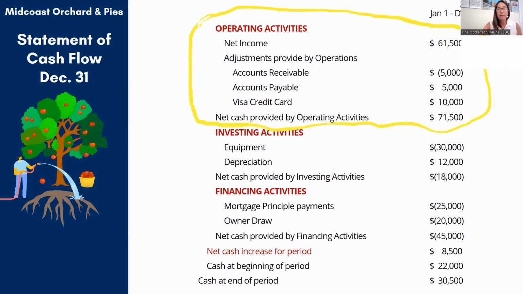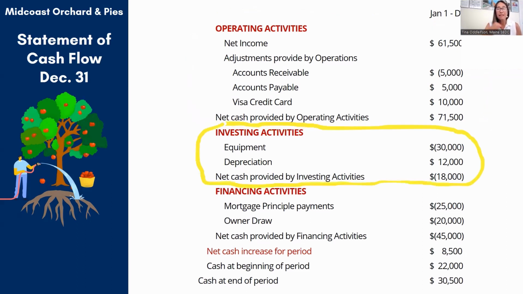That was that part of the statement. The next part of the statement is anything related to investing in the business. So in this case, we bought $30,000 in equipment. And as you'll recall from our conversation about the balance sheet, that's an asset of the business. It's not an expense that happened to run the business that year. Expenses are things that get used up in a year. Equipment investments are longer term assets, and they're not reflected in that $61,500.